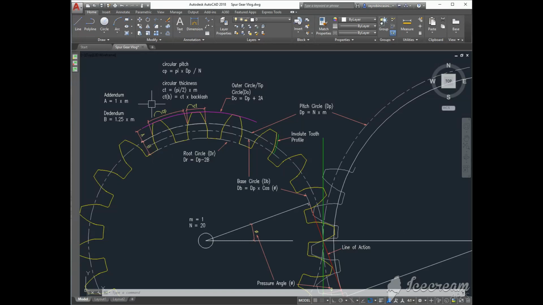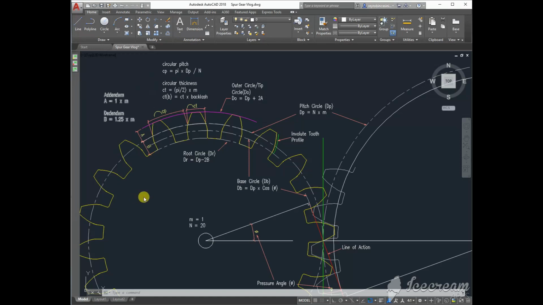We also have the circular pitch or CP, which is equal to pi times the ratio of the pitch circle diameter and the number of teeth. Graphically, this is the arc from the edge of the gear to the same edge of the adjacent gear, measured on the pitch circle. The circular thickness is measured on both sides of the gear on the pitch circle. It can be determined by the equation Ct equals m times pi over 2.